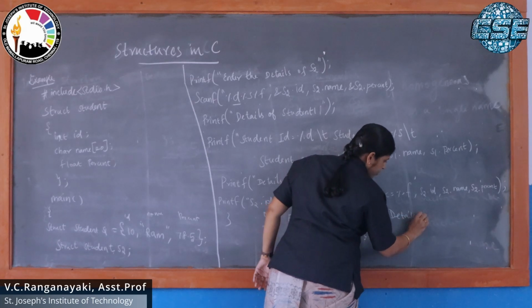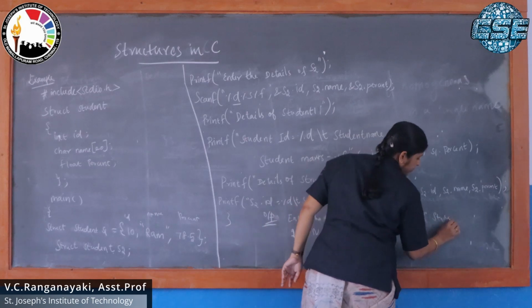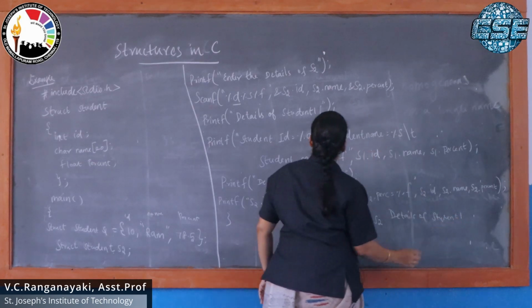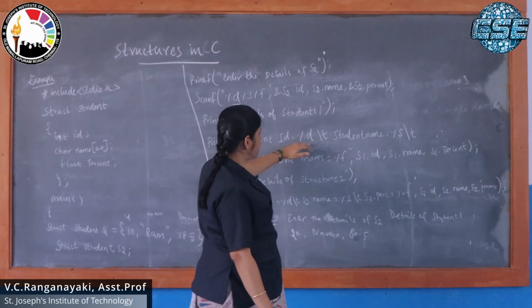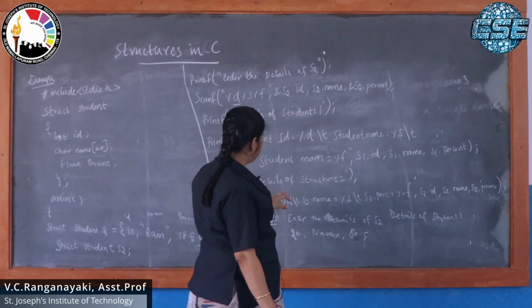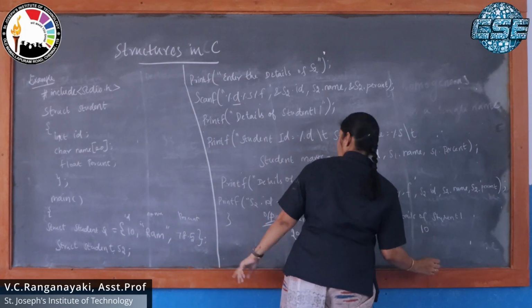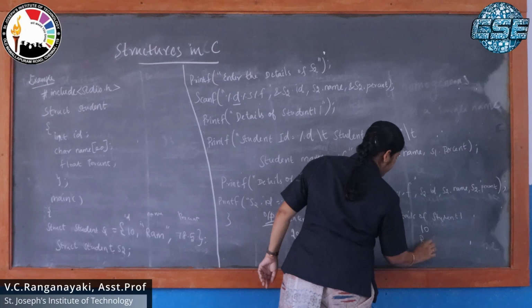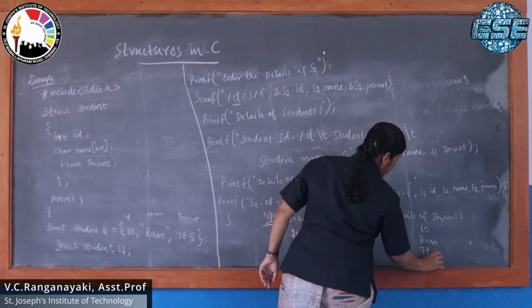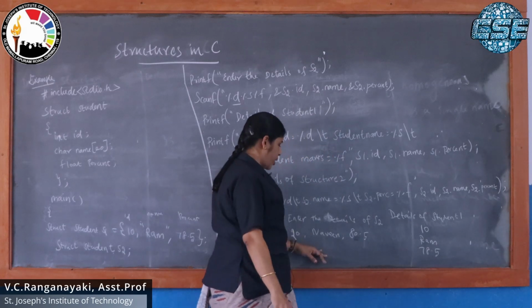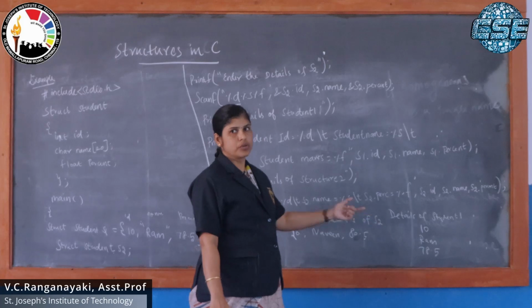Details of student 1. Student ID is %d. What is the student ID? 10. Next thing is Ram. Third one is 78.5; this percent is 78.5. We have the details of student 1 and student 2 now.